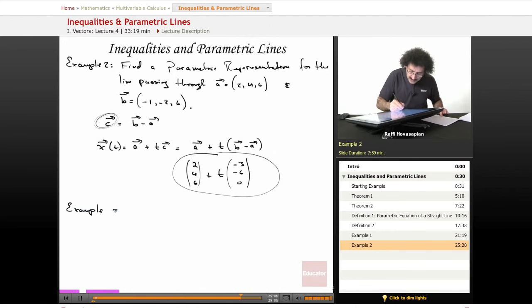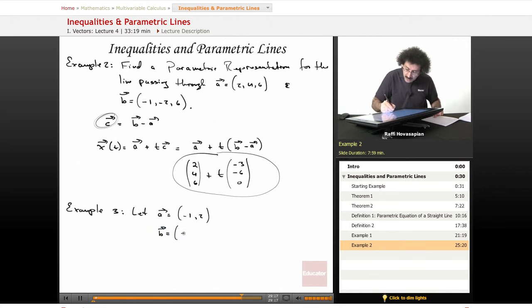Example 3. Let A equal -1, 2. This time we're working in 2 space. And we'll let B equal 2 and 6. Okay. Wow, now these crazy lines are coming up all over the place.